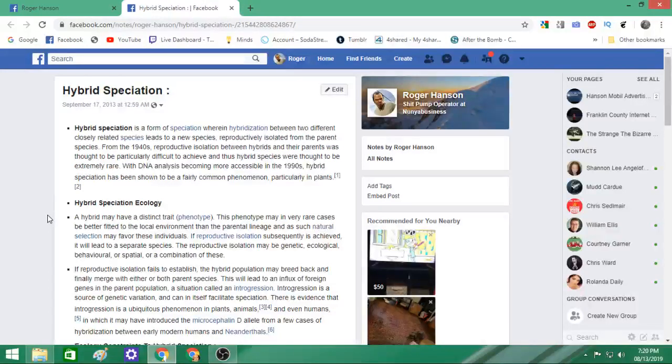So with that being said, I will get on with my reading, and today's reading is about hybrid speciation. I've already done a reading about that previously, but it was a different note, and it wasn't really all that great when it came to being able to hear it, so I'm going to give this one another shot and see how it turns out.